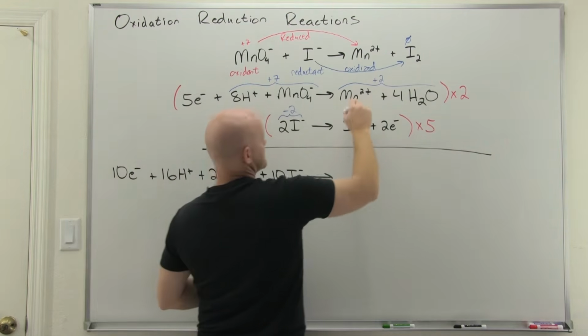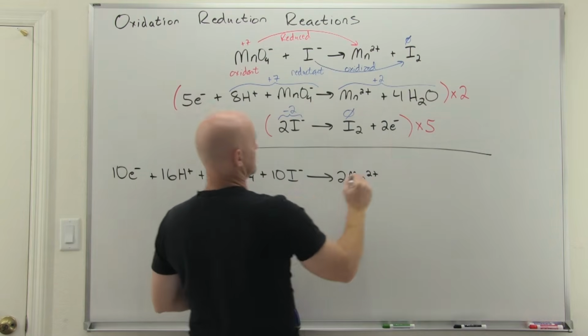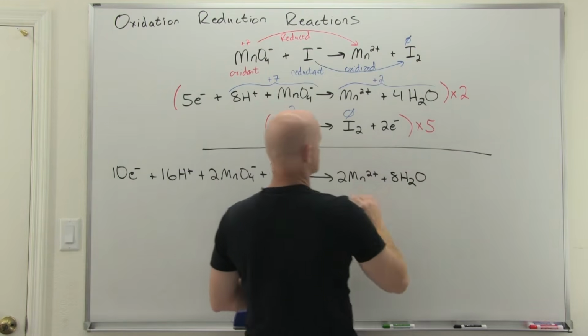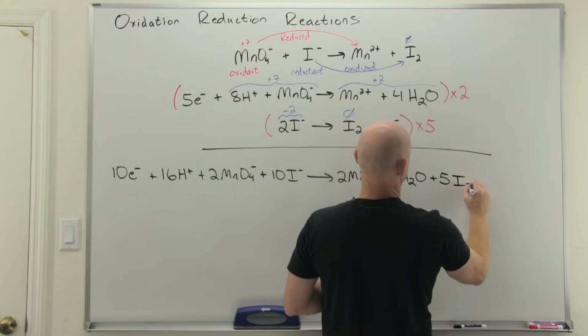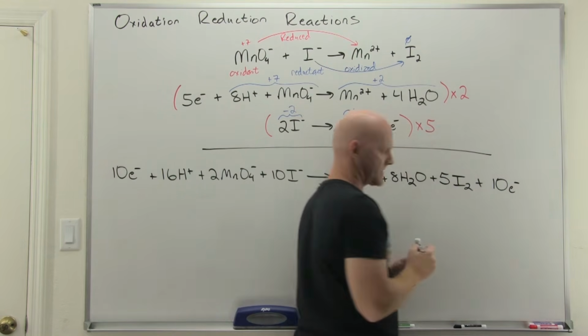We'll go to the products now. So 2 times 1 would be 2 Mn2 plus. And 2 times 4 would be 8 H2O. And then 5 of these. And then finally 5 times 2 gets us the 10 electrons.